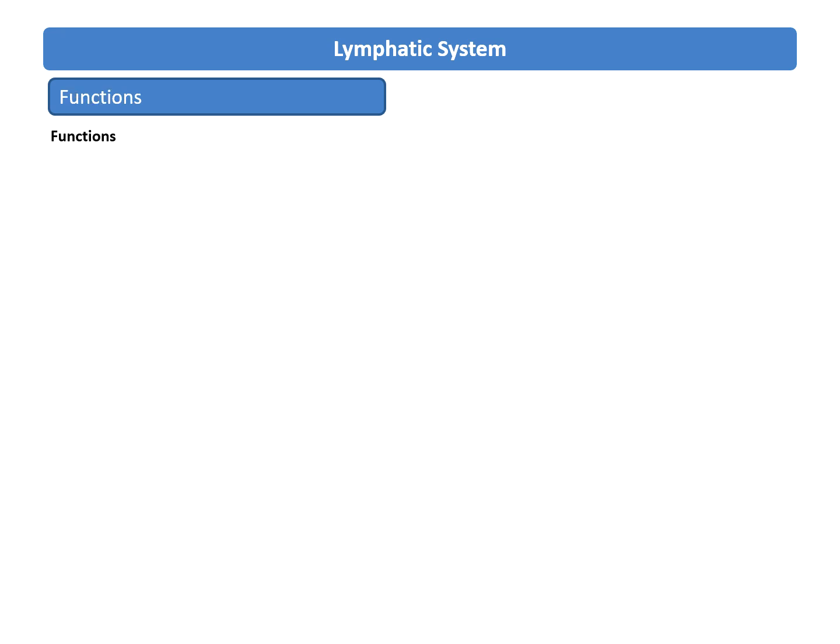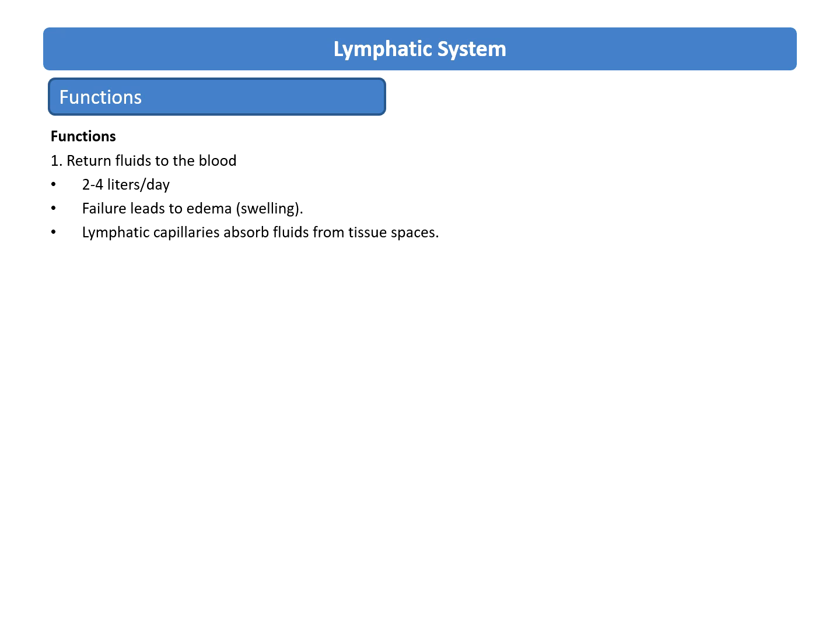Let's look at the functions of the lymphatic system. One function is to return fluids to the blood. Roughly 2 to 4 liters a day are returned. Now you may wonder, why do fluids need to be returned to the blood? Well, they tend to leak out, particularly in the lower extremities. You'll understand this better when we discuss the cardiovascular system. Failure of the lymph to return the fluids leads to edema, that is, swelling. Lymphatic capillaries absorb fluids from the tissue spaces.